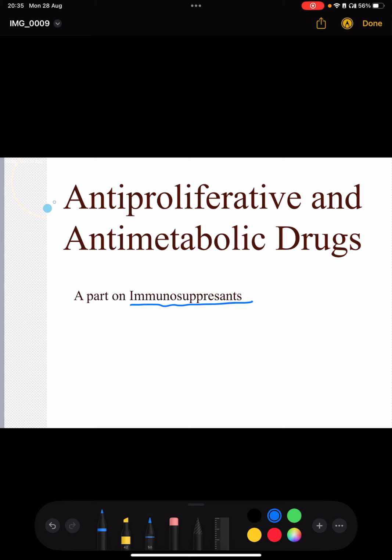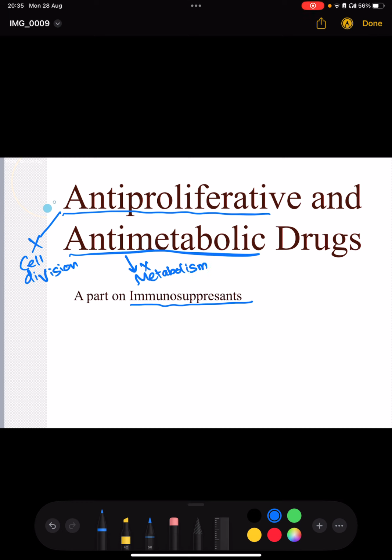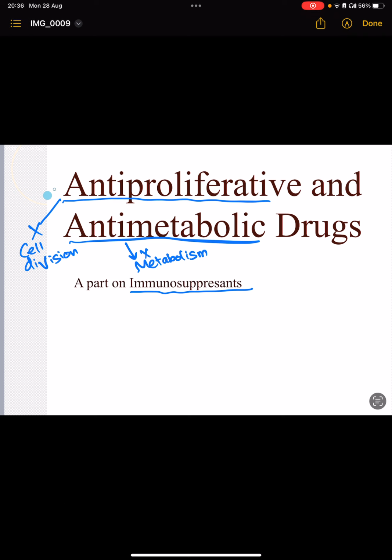Antiproliferative and antimetabolic. It is against cell division, against the multiplication of cells, and it is against the metabolism of cells. So that's the gist of it. How is it immunosuppressant? Well, because it suppresses the cell division and the metabolism of leukocytes, of T and B lymphocytes, of neutrophils, of different types of immune cells. So if those cells are suppressed, then obviously immunity is also going to be suppressed.